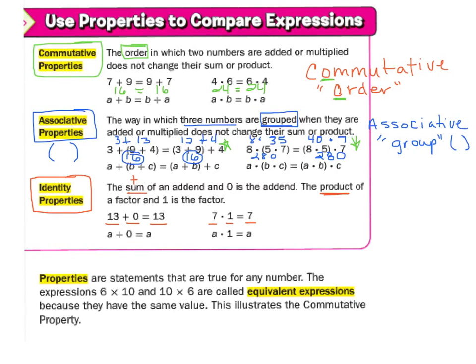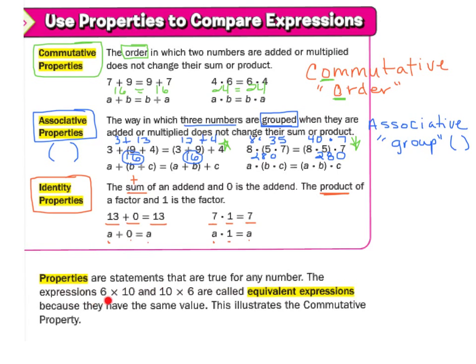And we've talked a lot about these properties, that any number plus 0 is that number. So we could say that with a variable, any number plus 0 is that number. And the identity property of multiplication also says the same thing, that when we take any number we want and multiply by 1, we still get that number. So these properties are statements that are true for any number.